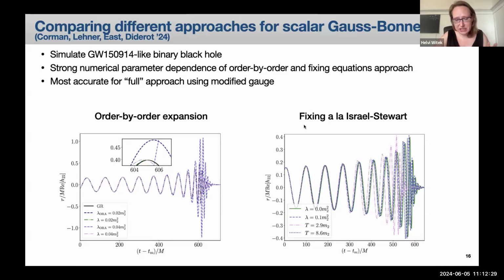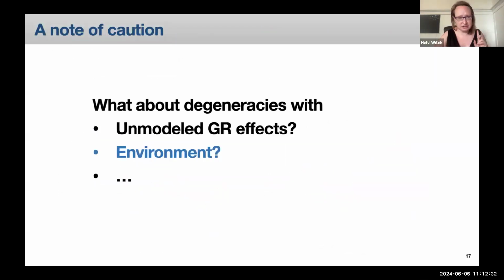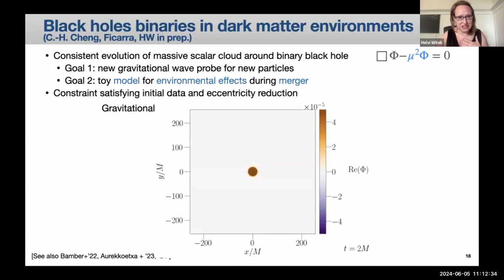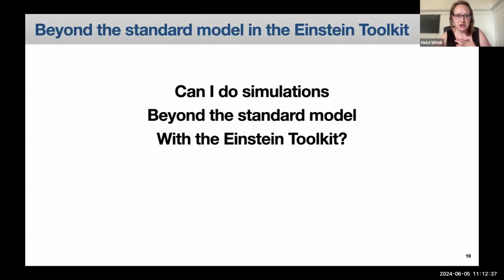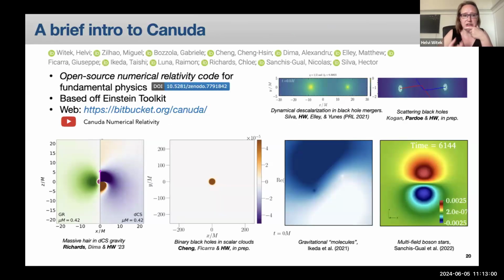Now, I know I have about 2 minutes left, so I wanted to skip this and shout out to Cheng Ching to tell you about his work. But one of the things that you might be interested in is, if I do want to study physics beyond the standard model, can I actually do some of the simulations with the Einstein Toolkit? And the answer is yes. We do have a lot of the work that I talked about, especially from my group, implemented in Canuda, sorry. And Canuda is an open source numerical relativity code for fundamental physics. It's based off the Einstein Toolkit.